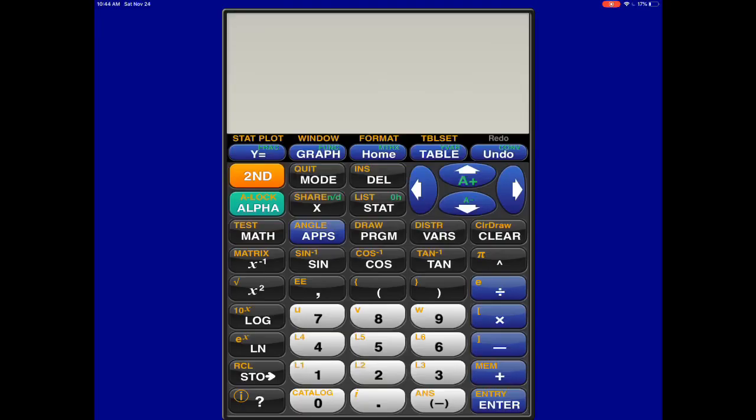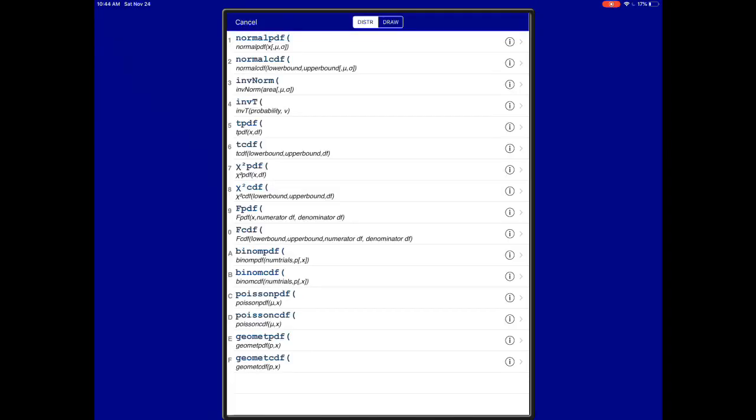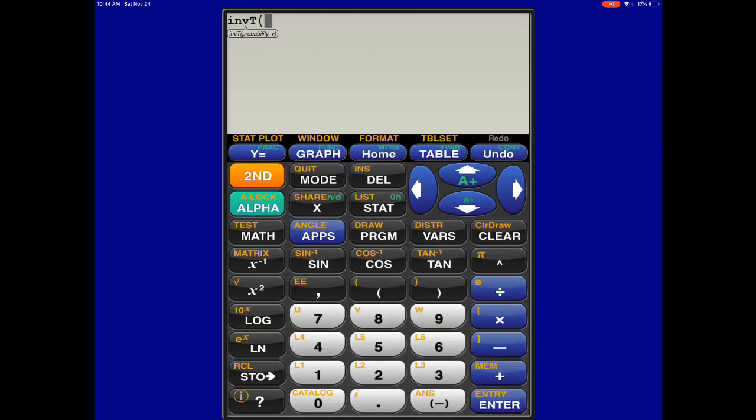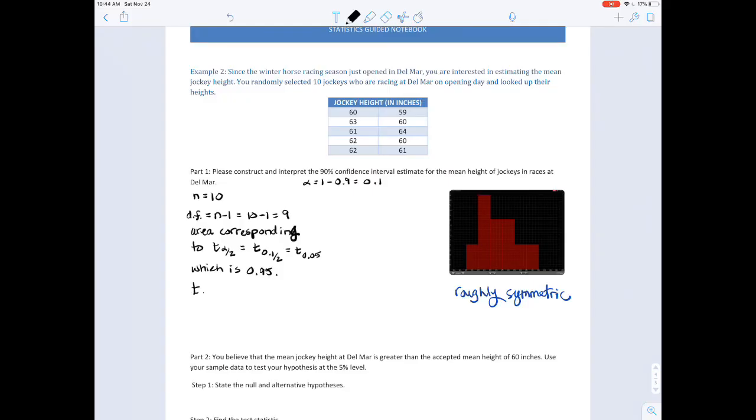So let's do it. And let's go to second distribution, inverse t. Now this time it's 0.95, and then our degrees of freedom were, beautiful, 9. And we get approximately 1.833. t of 0.05 equals approximately 1.83. Groovy?